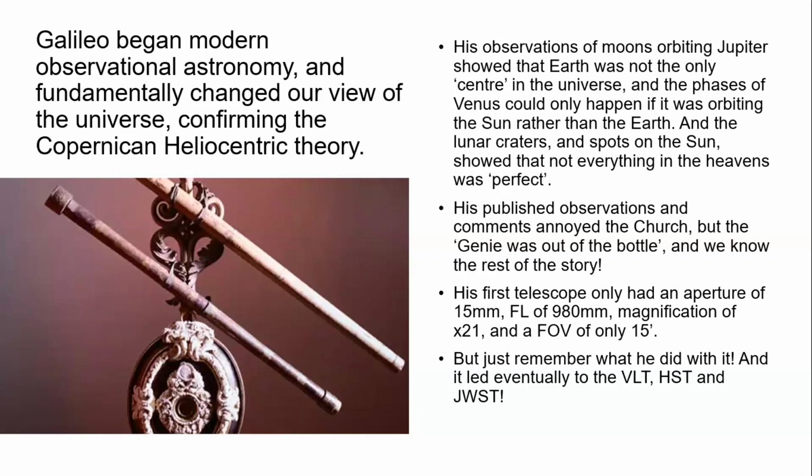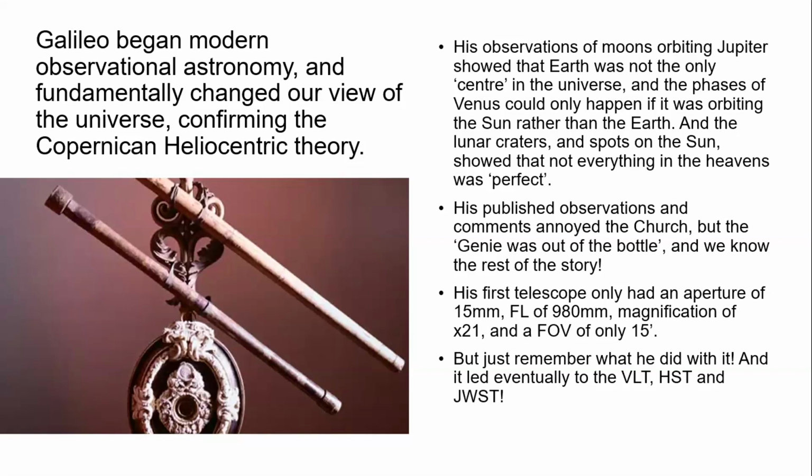So that confirmed the heliocentric theory and challenged the old Ptolemaic theory that the Earth was the center. In particular, since moons were orbiting Jupiter, that meant that the Earth was not the only center in the universe. The phases of Venus could only happen if it was orbiting the Sun rather than the Earth. And the lunar craters and spots on the Sun showed that not everything in the heavens was perfect. So the observations upset the church, but the genie could not be put back in the bottle. And we know the rest of the story.